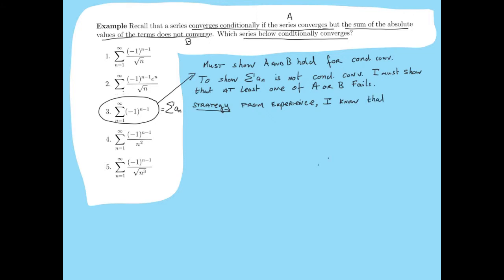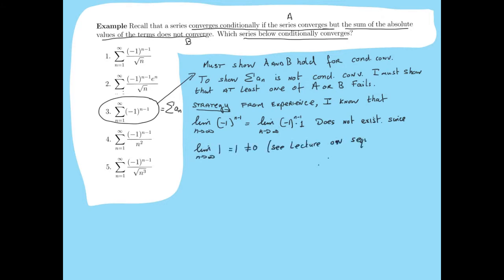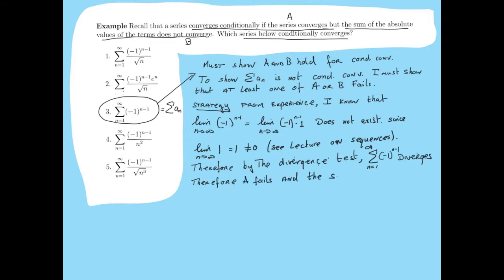So we try to calculate the limit as n goes to infinity of minus 1 to the n minus 1, and we see that this limit doesn't exist because the positive part of these terms has limit 1, and therefore this alternating sequence of terms keeps flipping back and forth between plus and minus 1. So therefore, by the divergence test, this series also diverges, and therefore it cannot be conditionally convergent.